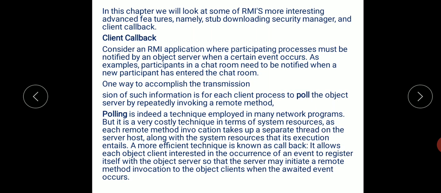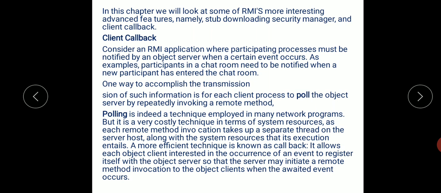Polling is a technique employed in many network programs, but it is very costly in terms of system resources, as each remote method invocation takes up a separate thread on the server host along with the system resources that its execution entails. A more efficient technique is known as callback. It allows each object client interested in the occurrence of an event to register itself with the object server so that the server may initiate a remote method invocation to the object client when the awaited event occurs.